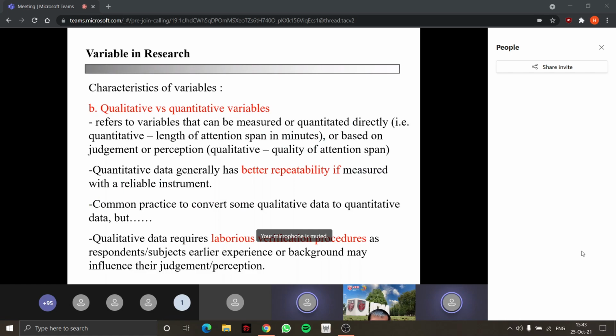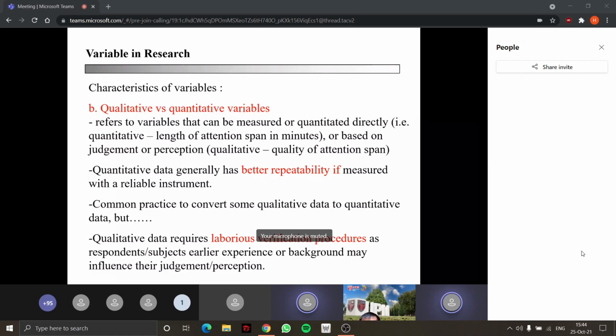Okay, the next one will be characteristics of the variables themselves: qualitative versus quantitative. Quantitative things can be measured, for example, one chick, two chicks, three chicks, and so on and so forth. Qualitative, on the other hand, is something that is perceived. Okay, good, bad, worse. Good, very good, bad, worse, and so on and so forth. So this is something that you need to be mindful of as well.